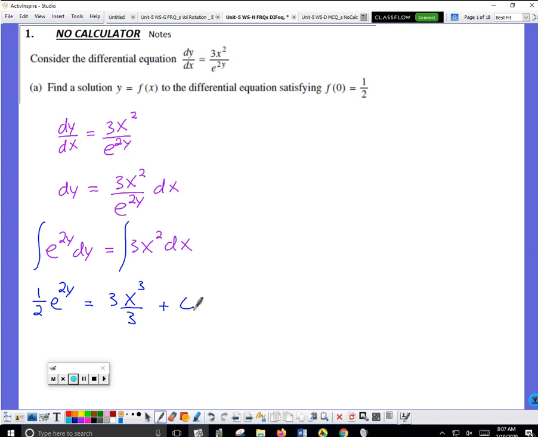Question? We're going to simplify the 3x cubed over 3 to just x cubed? Absolutely. So these will divide to make 1. So now we're here. So I have 1/2 e to the 2y equals x cubed plus an unknown constant.